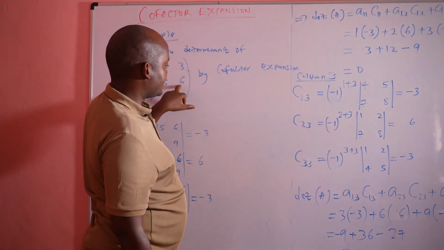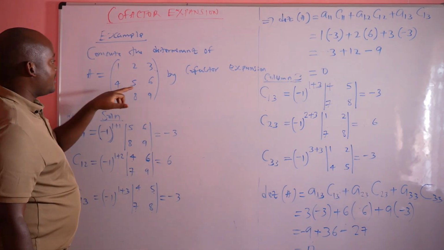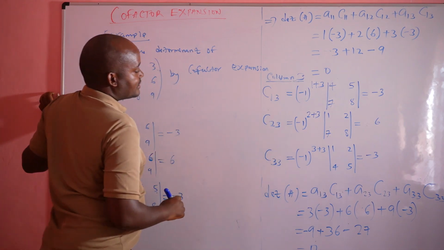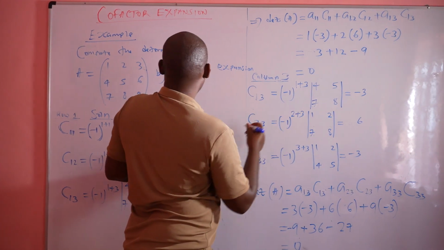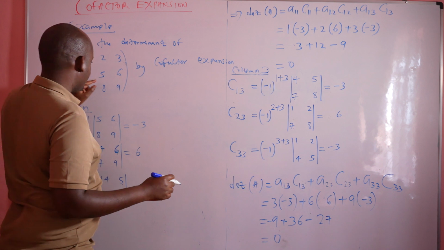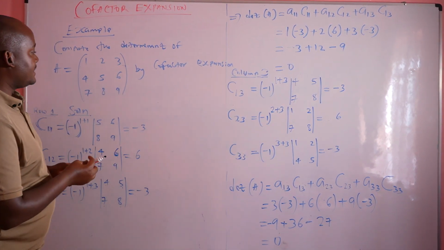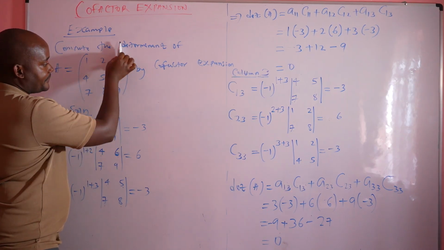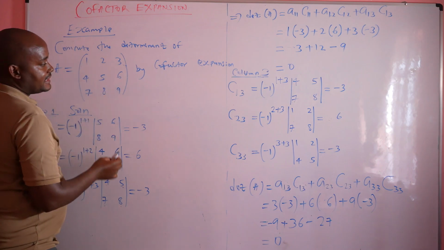So next is the cofactor corresponding to 6. 6 is in row 2, column 3, and we are denoting that by C23. So C23 will be given by -1 raised to the power of 2 plus 3, because 6 is in row 2, column 3. Then you multiply by the determinant of the submatrix that you obtain after deleting this row and this column, and these will be having the entries 1, 2, 7, 8.